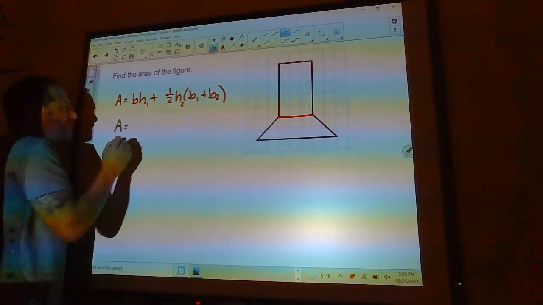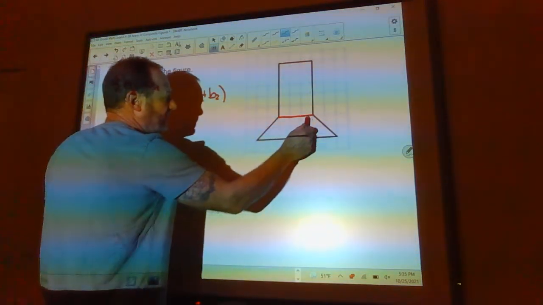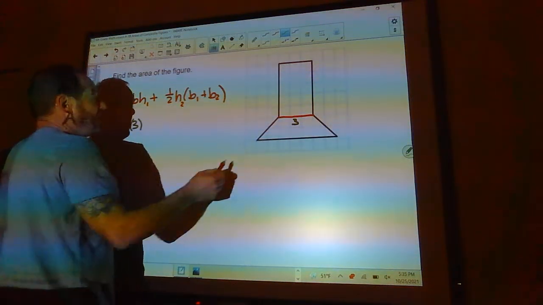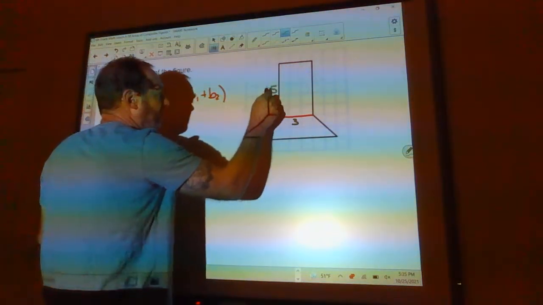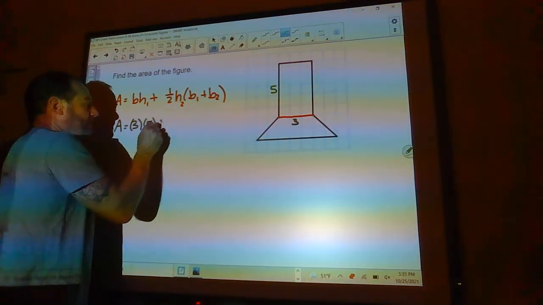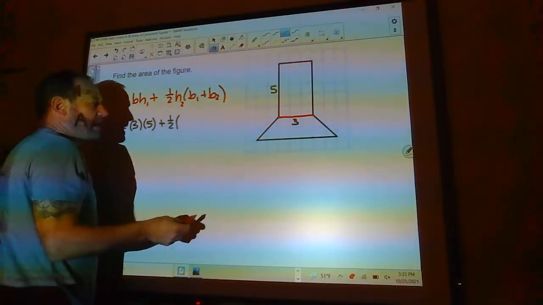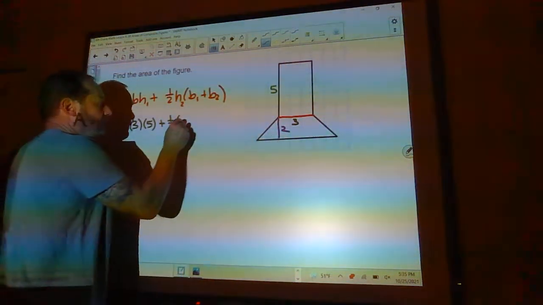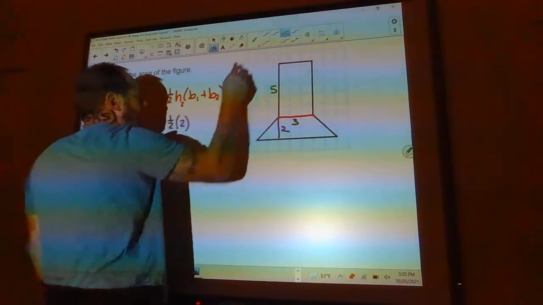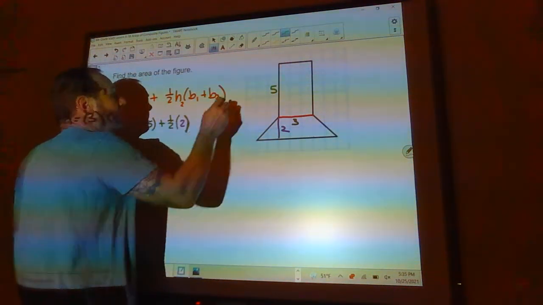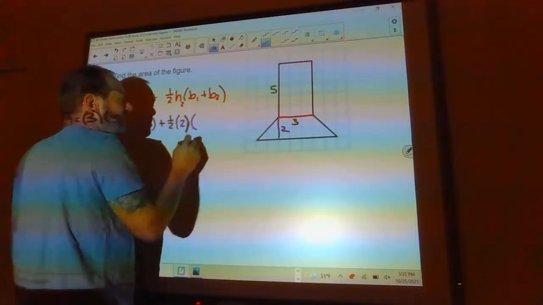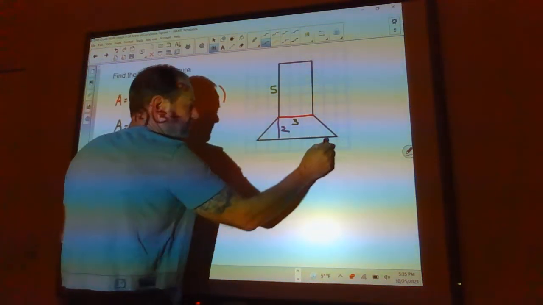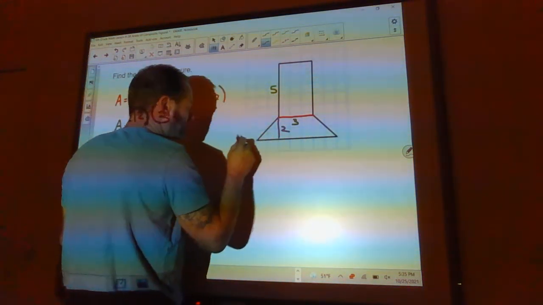So the base of the rectangle is just 3. This is 3 right here, so that's going to go right here. And the height of the rectangle is over here. That's 5, so that's going to go right here. And then the height of the trapezoid would be this distance right here. That's going to be 2. Oops, let me go ahead and make that green. Okay, and then base 1 is going to be this right here. That's going to be 3, and base 2 is this down here. So that's 2, 4, 6, 7.